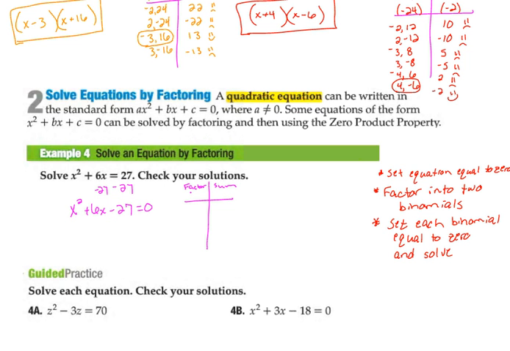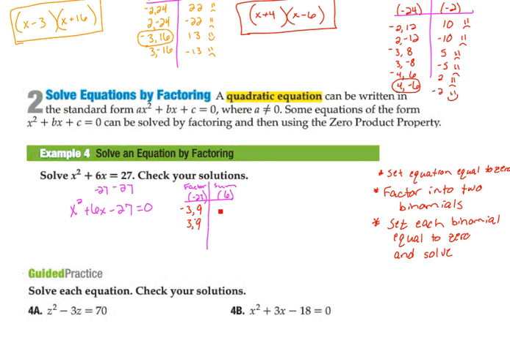My goal is to get 2 numbers that multiply together to give me negative 27 and added together to give me 6. Okay, so let's go for it. We've got 27 divided by 2 doesn't work, but 3 does, so we have 3 and 9. Remember, because it's negative, I have to have 2 different options here, because I know each one of those terms could be negative.